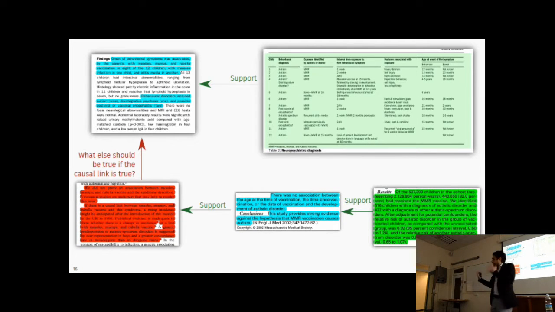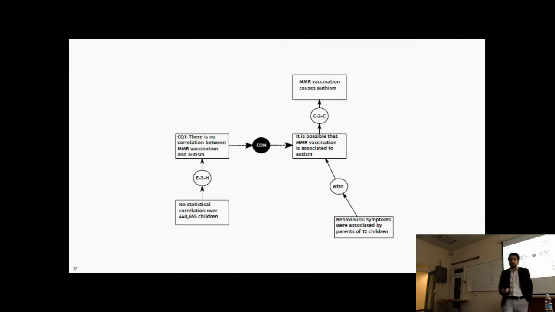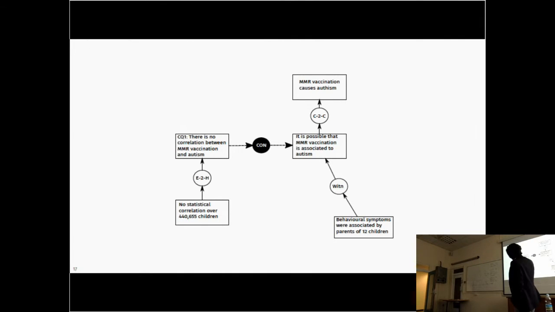So you can merge the information coming from the Wakefield paper here and the second paper on the bottom, and here there is a sort of conflict between them. And we can represent conflicts in argumentation in the sense that we can say that this element here, there is a correlation between MMR vaccination and autism, is contradicted by the fact that there is no statistical correlation, and we have 440,000 children. And so we can represent things in this format. It is a sort of glorified mind mapping, essentially.